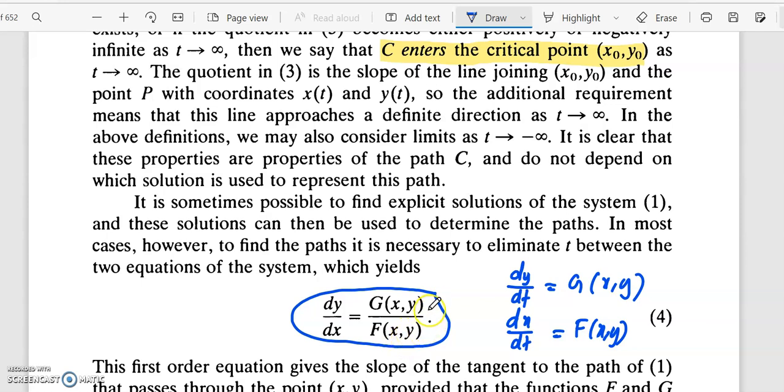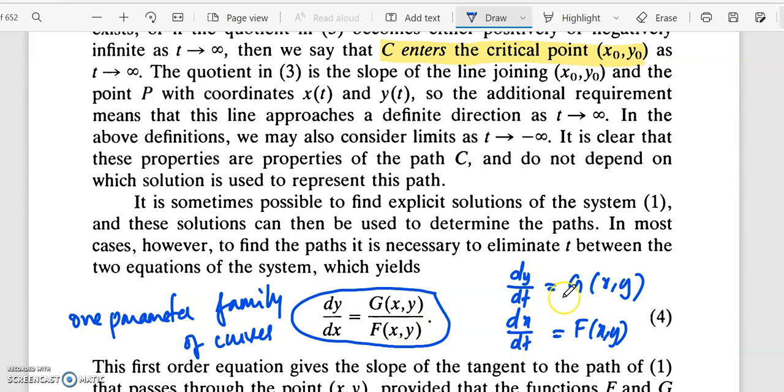So by solving this differential equation, we will get a solution which involves x and y. So we will be getting a one parameter family of curves. Now this one parameter family will give us different curves. So using these curves, we can now study the behavior of the autonomous system around your critical points.